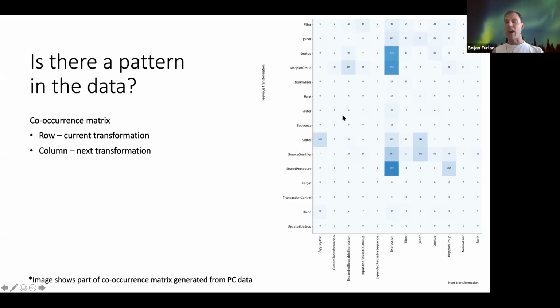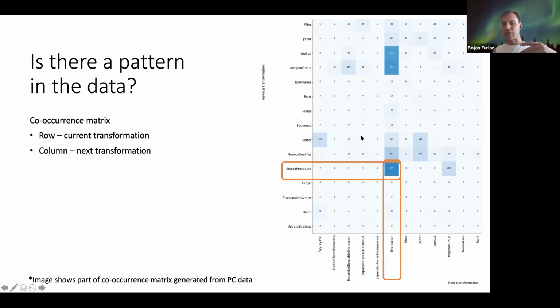So basically here we counted, for instance, how many times after a sorter, which is one transformation, we can have an aggregator. And this is the number. This matrix is also color coded. The darker colors mean there is a more frequent pattern, and the lighter colors mean there is no such pattern, no co-occurrence. So here you can see that there are some patterns that we were able to spot. For instance, after a stored procedure, there is an expression, so there is a high correlation between those two. And for some others, there were not very frequent patterns.